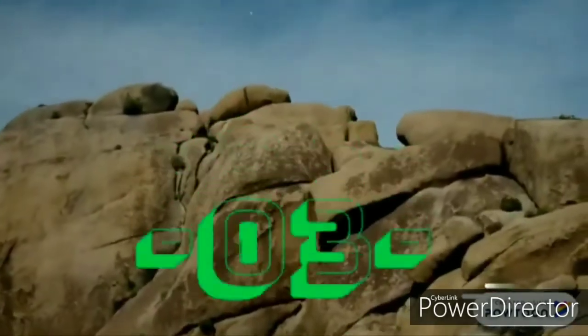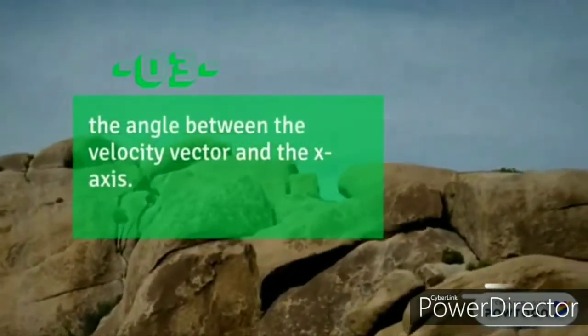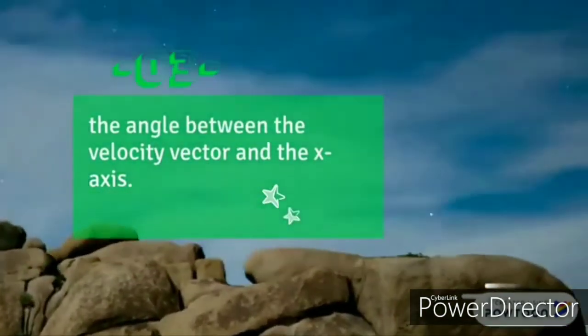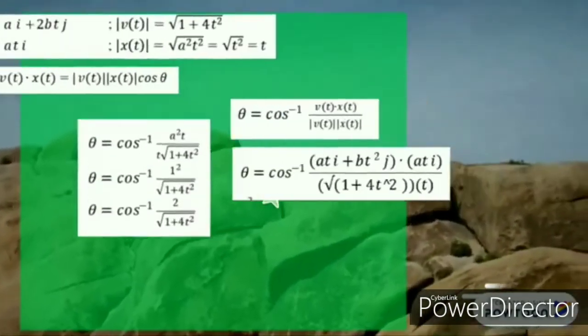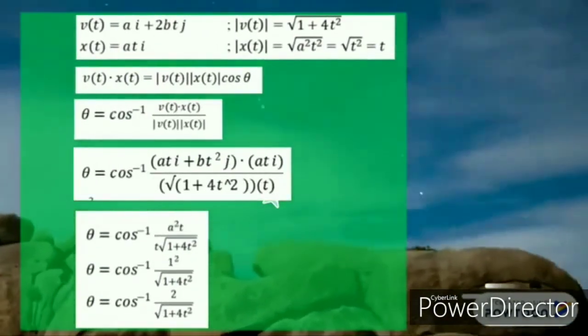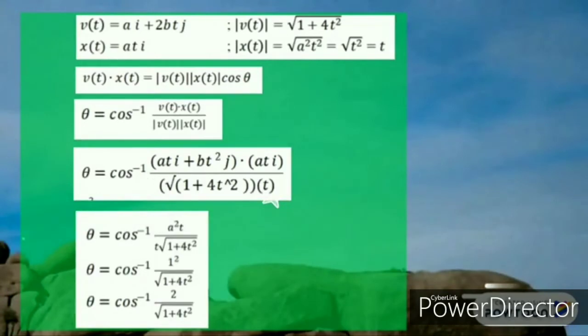For the question 3 Roman, we need to find the angle between the velocity vector and the x-axis. To find the angle, we use this formula where v(t)·x(t) equal to magnitude of v(t) times magnitude of x(t) times cos theta. Then evaluate the formula and we will get theta equal to arc cos 2 over the square root of 1 plus 4t squared.